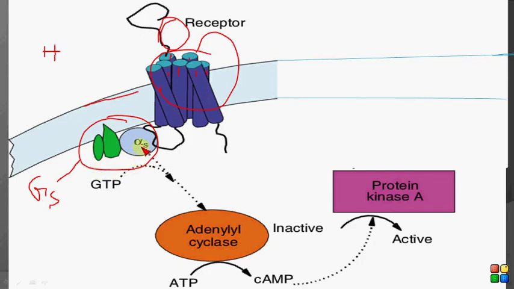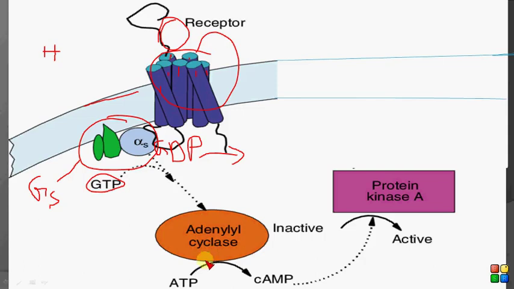What happens here? The alpha subunit is bound to GDP. When it gets stimulated by the hormone, it releases its GDP. GDP gets dissociated from the alpha subunit and it attaches GTP. After getting attached to GTP, the alpha subunit moves and activates the adenylyl cyclase enzyme.